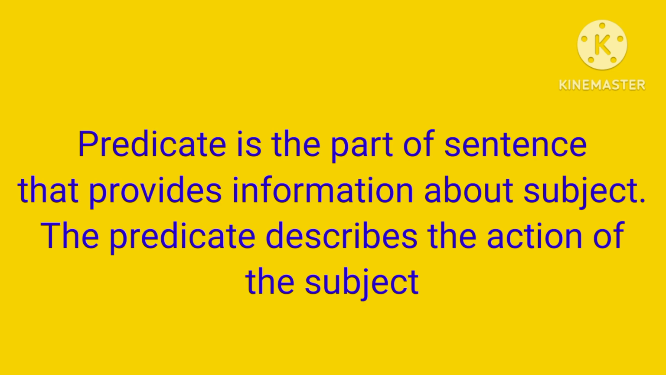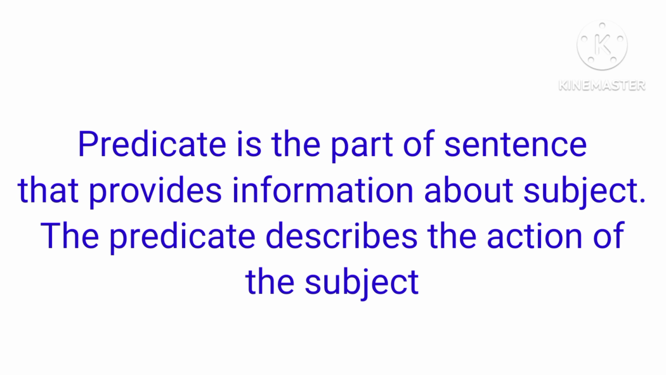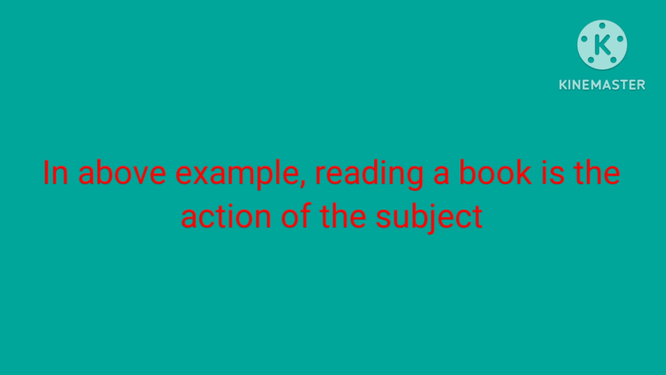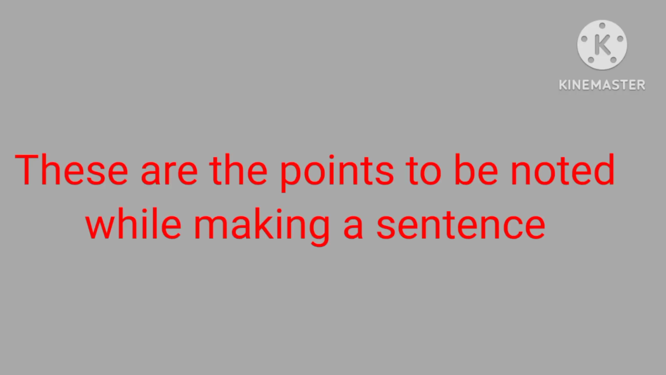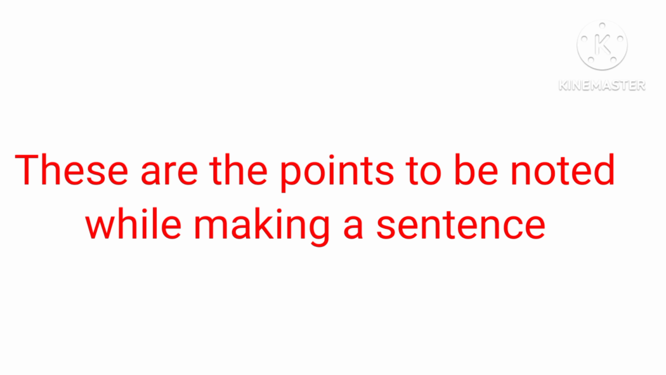Predicate. Predicate is the part of the sentence that provides information about the subject. The predicate describes the action of the subject. In the above example, she is reading a book. Reading a book is the action of the subject. Subject and predicate work together to form a complete sentence and convey meaning. These are the main points to be considered while making a sentence.